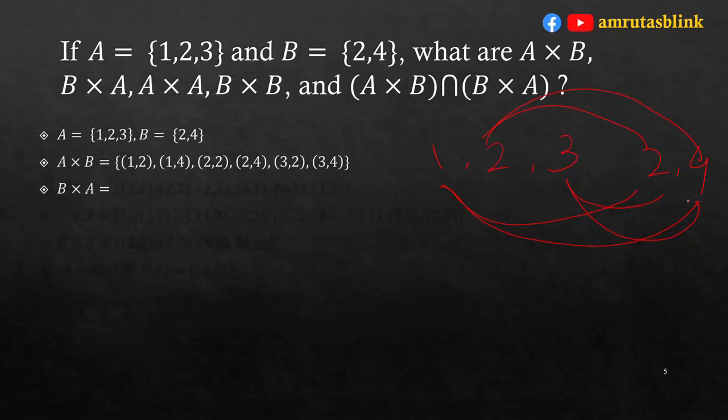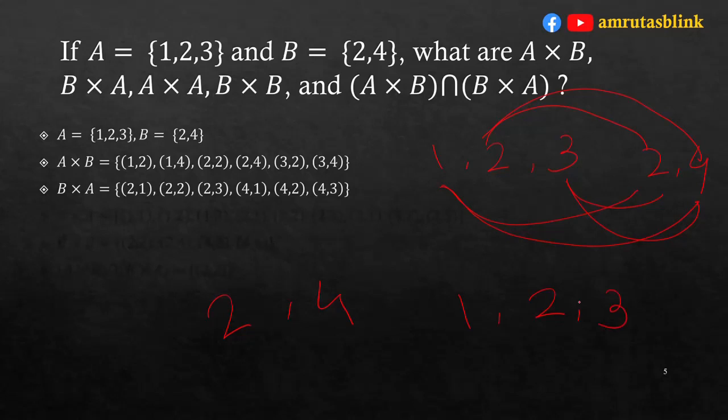Similarly, Cartesian product of B×A. In order to find out the Cartesian product B×A, we need to write down B = {2, 4} first and then set A later, that is {2, 4} × {1, 2, 3}. So we will have (2, 1), (2, 2), (2, 3), then (4, 1), (4, 2) and (4, 3).